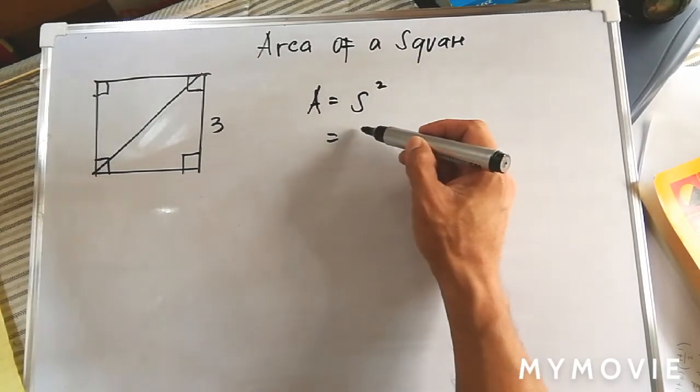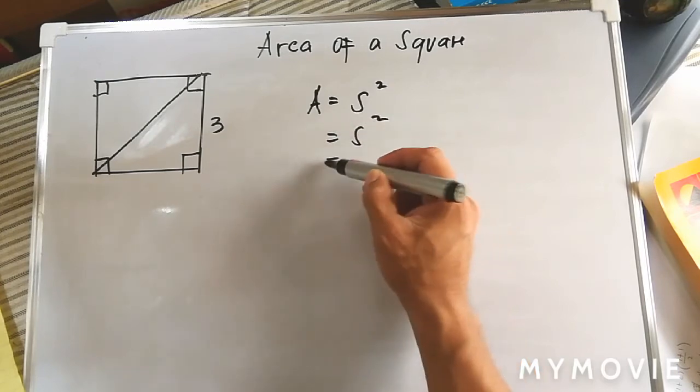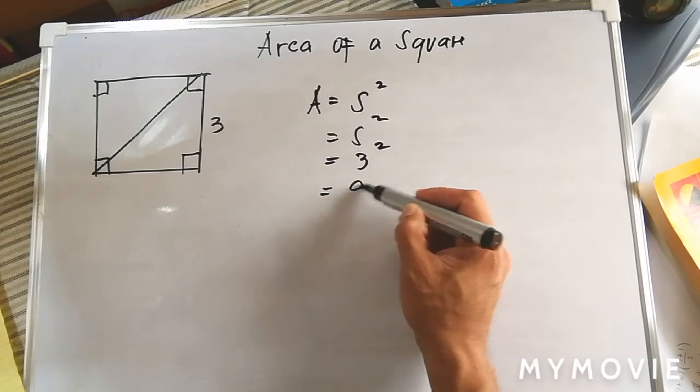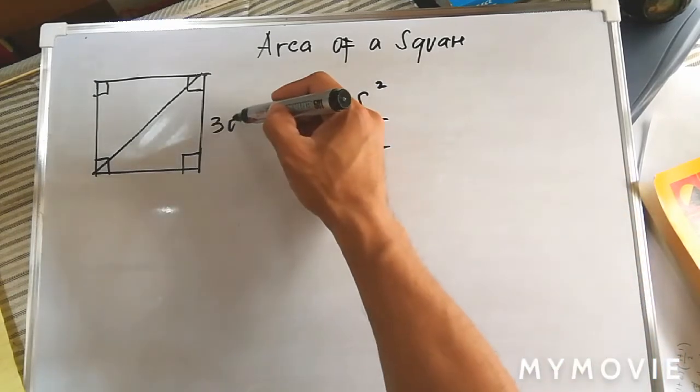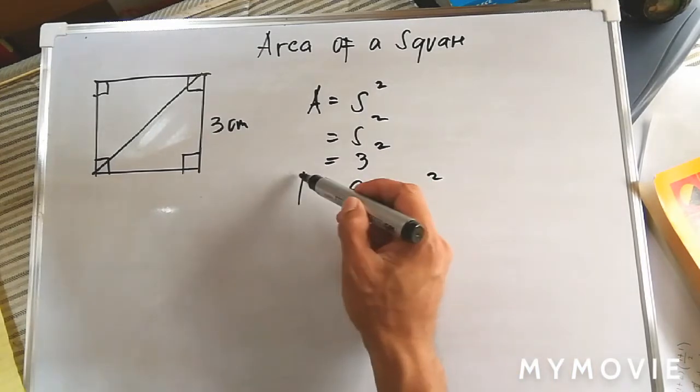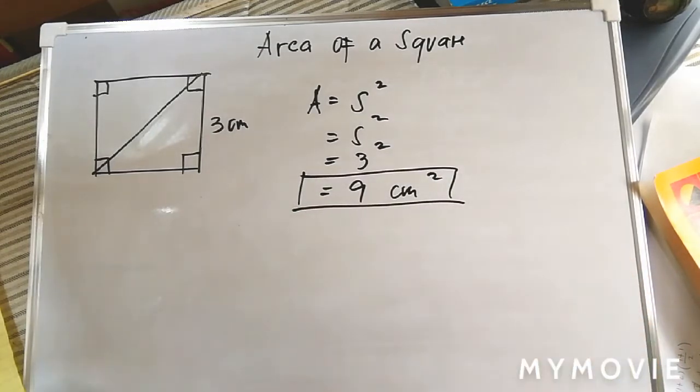Area of the square is s squared, and then substitute the value of the side, which is 3, squared, and then 9. We need to use centimeters, that is cm squared, since we're talking about area. So that's the area of a square.